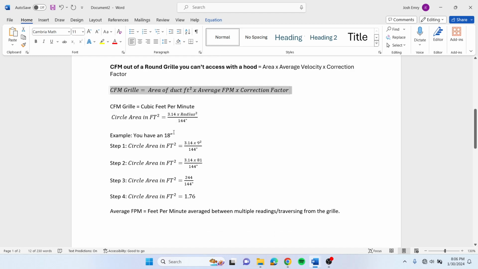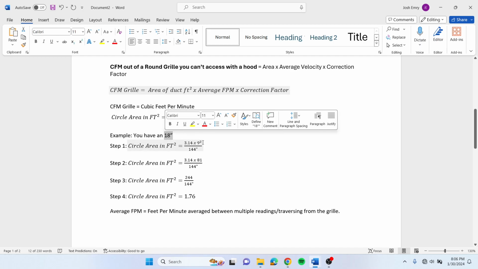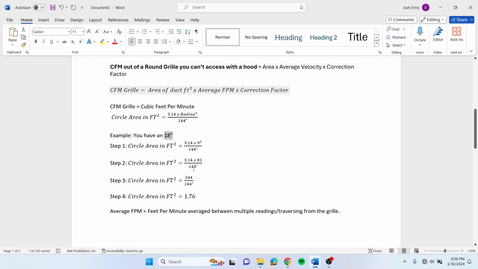So if you have a round grill, say an 18-inch grill, you'll take pi times your radius, which is 9 inches, squared, divided by 144. As you go through these steps, you're going to end up with 1.76 square feet.